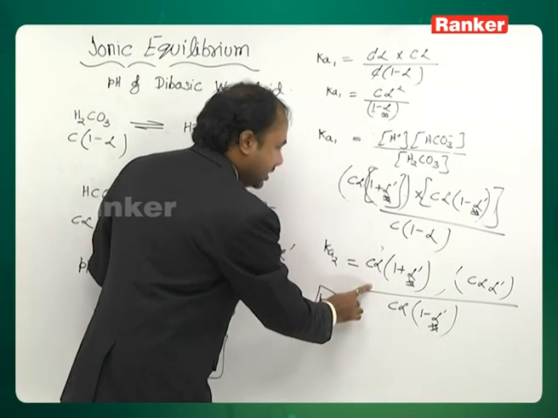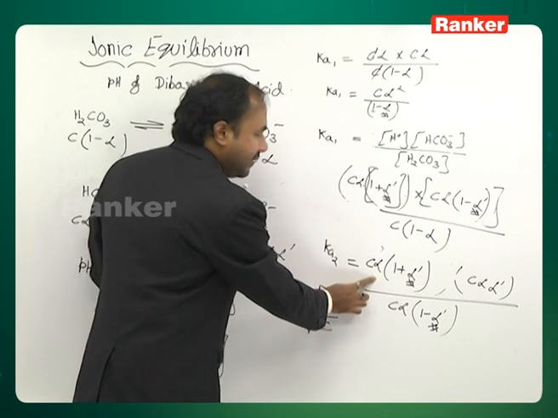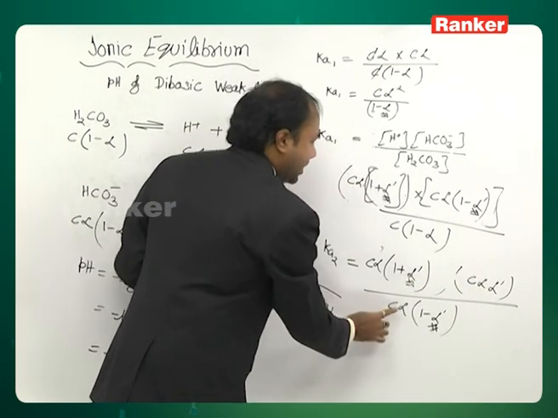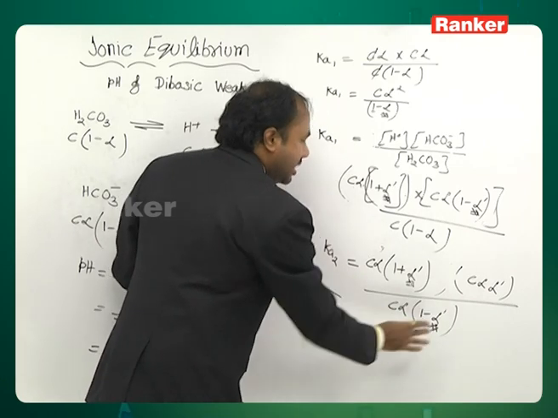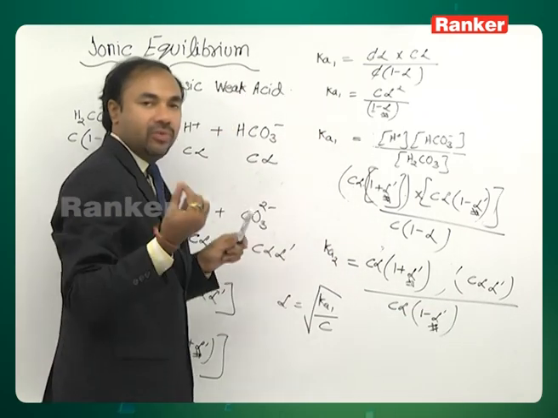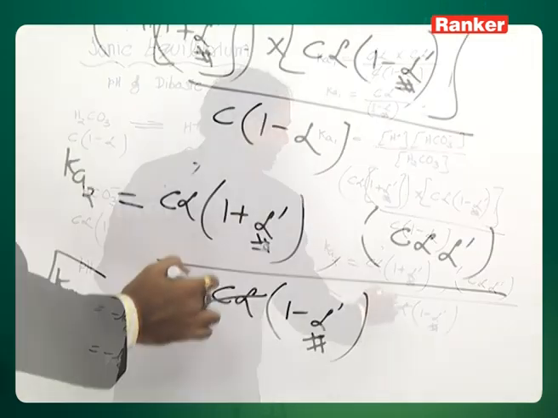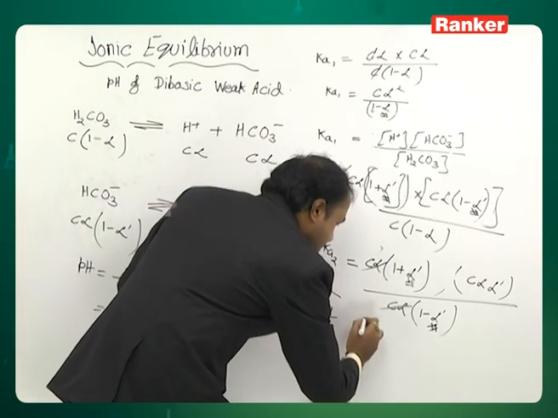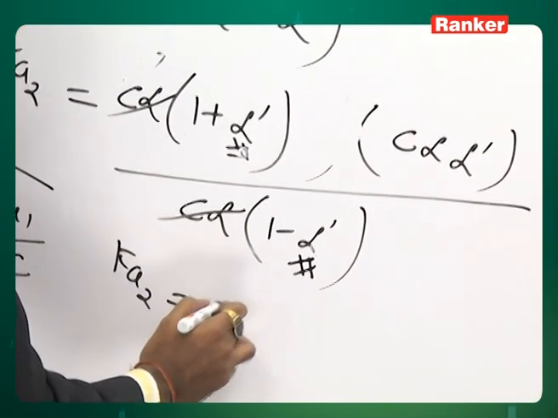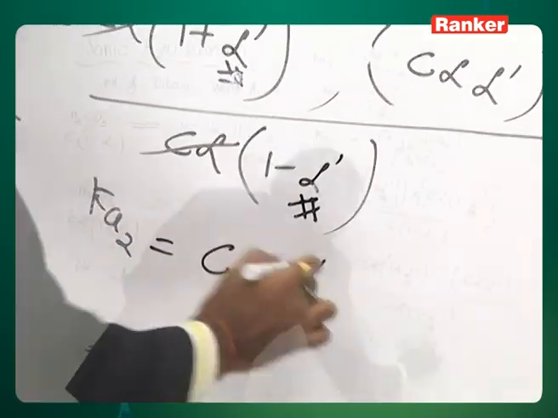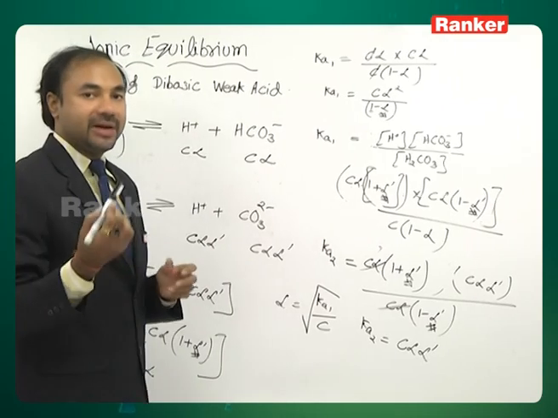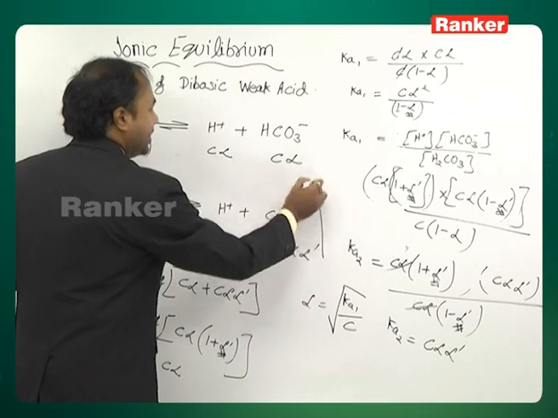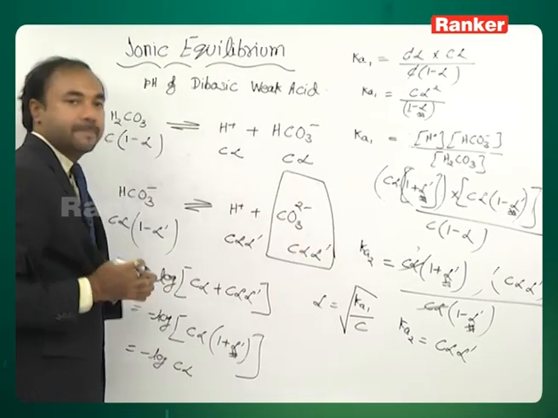Right? Now, come here. If you see here, this was C alpha Ka2. C alpha, alpha dash has been neglected. Into C alpha alpha dash, again upon C alpha, 1 minus alpha dash again neglected. Very simple thing. This gets cancelled. And you get Ka2 as equal to C alpha alpha dash. If you pay attention here, what is C alpha alpha dash? This is the carbonate ion concentration.